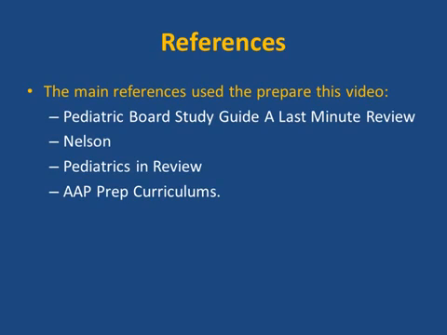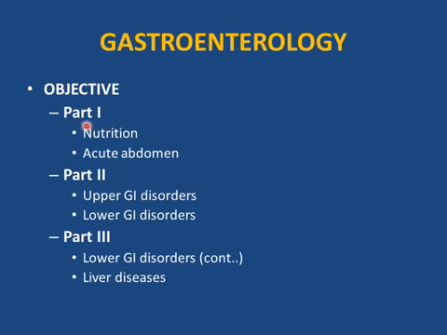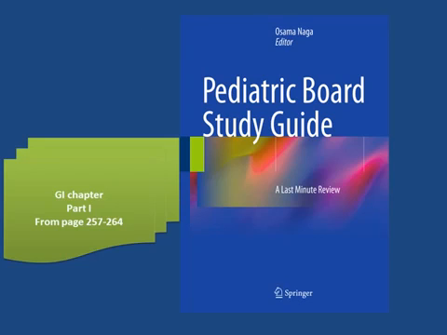The main references I used to prepare this video: the pediatric board study guide, Nelson, Pediatrics in Review, and AAP PREP curriculums. In this video I divided the gastroenterology chapter into three parts. Part 1, nutrition and acute abdomen, is what we'll discuss in this video. Next will be part 2, upper GI disorders and lower GI disorders. Part 3, lower GI disorders will continue, and liver diseases. We'll start now the gastroenterology chapter part 1 from page 257 to page 264.